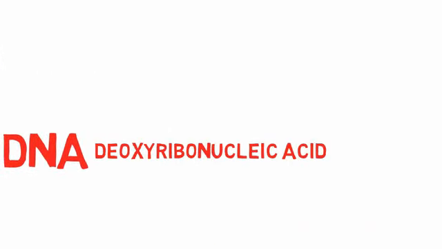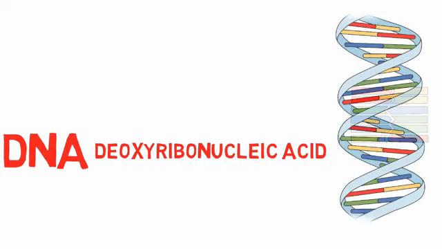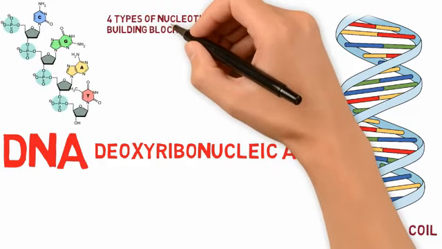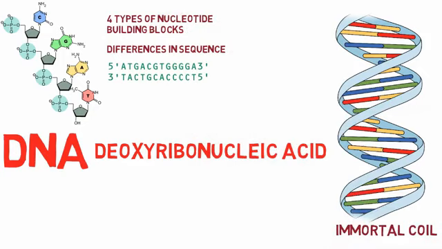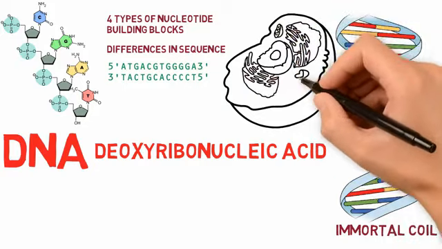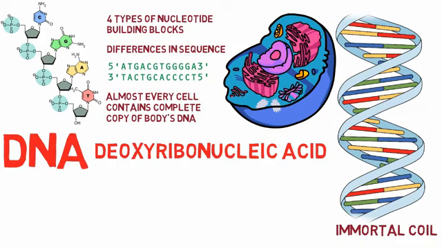Deoxyribonucleic acid, or DNA, consists of a long chain of building blocks called nucleotides, and a pair of nucleotide chains twist together in a double helix, or what Dawkins calls the immortal coil. There are only 4 different kinds of building blocks within all animals and plants, and the difference is in the sequence of the building blocks. The amazing thing is that your DNA is distributed across all cells in the body, and almost every cell contains a complete copy of the body's DNA. They are housed in the nucleus of the cell.